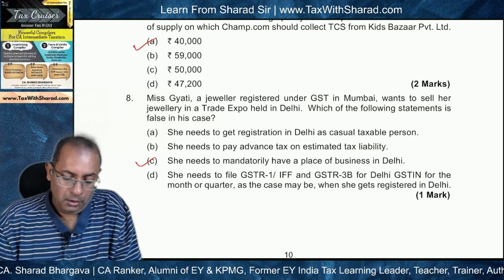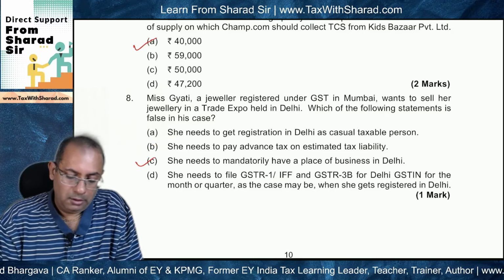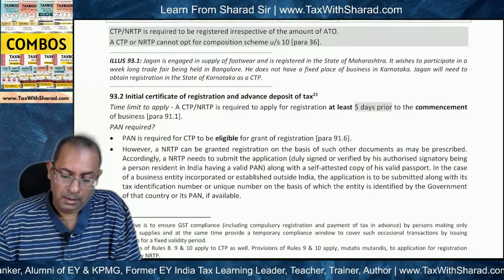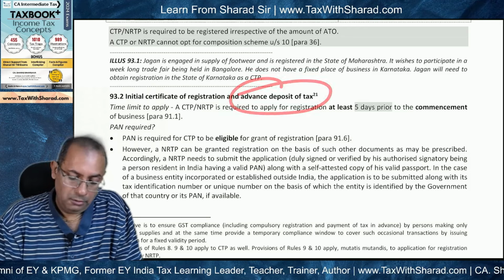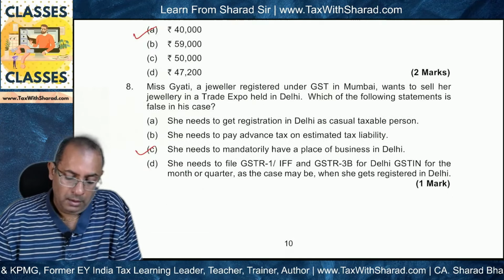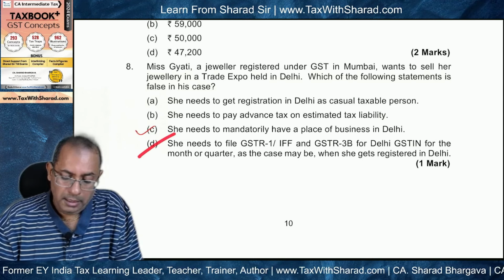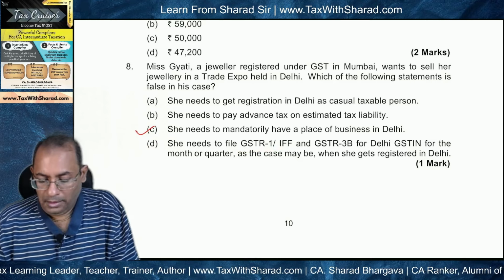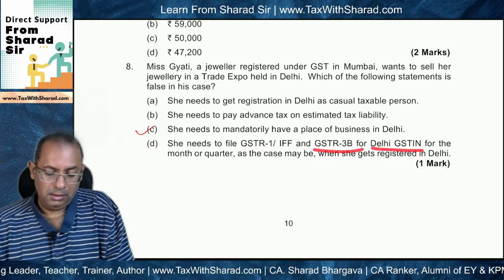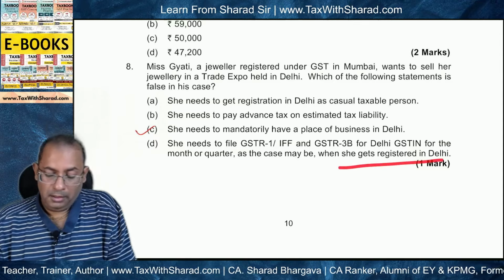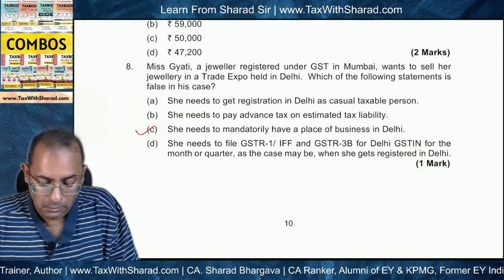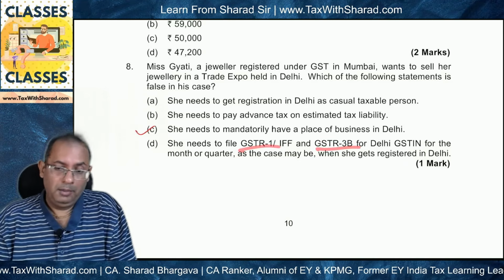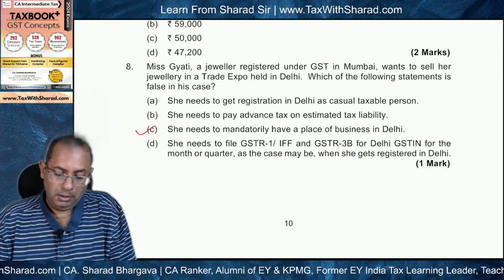Okay. B, she needs to pay advance tax on estimated tax liability. This is also correct because for a casual taxable person, we know that there is a provision for advance deposit of tax. So this needs to be done. D is also correct because she needs to file GSTR 1 or IFF and GSTR 3B for the Delhi GSTIN when she gets registered in Delhi, and this is correct because when we studied the provisions of return, we know that GSTR 1 and GSTR 3B provisions apply to a casual taxable person as well.